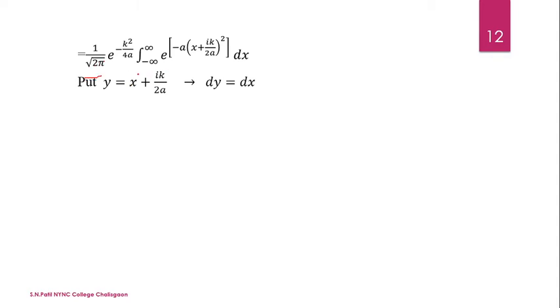Then what is the remaining term? That is the integration of e to the power perfect square into minus a. Now put x plus i k divided by twice a equal to y. Differentiate, then we get dy is equal to dx. Now the limit for x equal to minus infinity gives y also minus infinity, and for x equal to plus infinity, y also infinity. So there is no change in the limits for y.